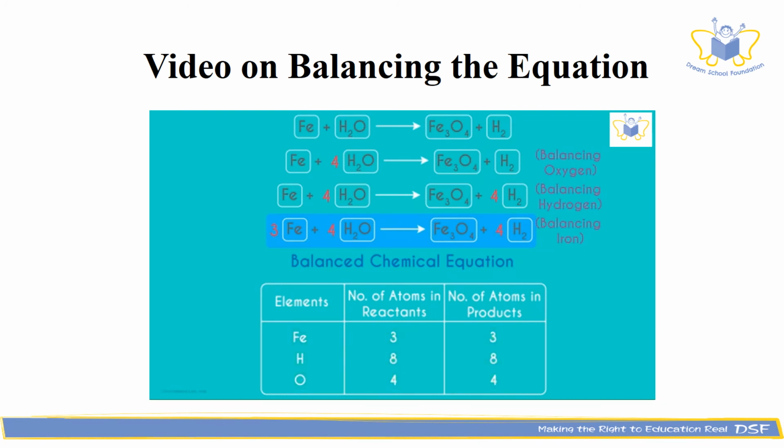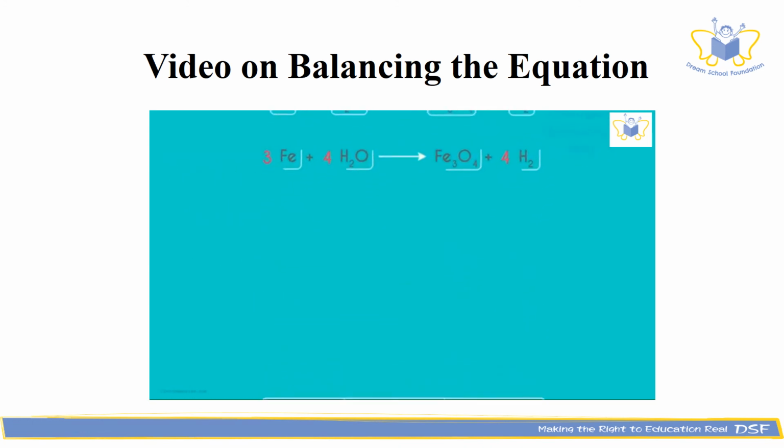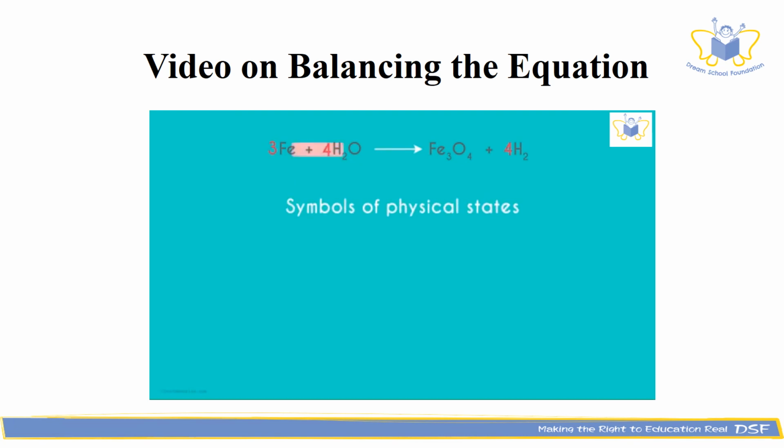You'd have noticed that there are no fixed steps to balance a chemical equation. We just try balancing each atom at a time, which is why it's called a hit and trial method. We make trials to balance the equation. Though we've balanced the chemical equation, there's one additional thing we can do. We can write symbols of the physical states of each reactant and product.